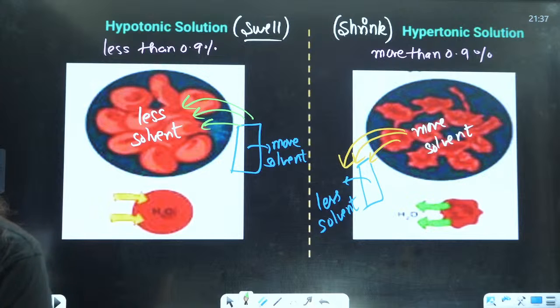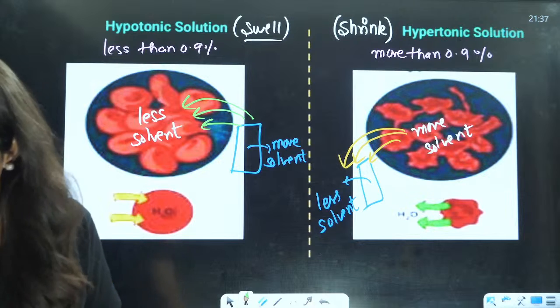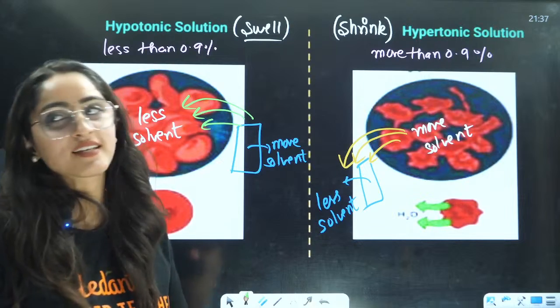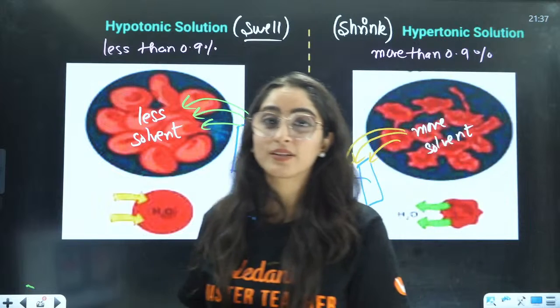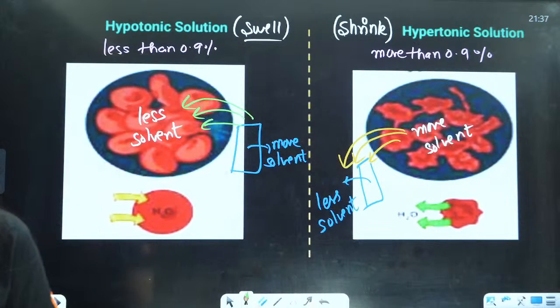Introvert and extrovert. Yeah, introvert and extrovert only. Okay, understood this thing. So it's a very, very beautiful concept regarding our body. So that is based on osmosis.